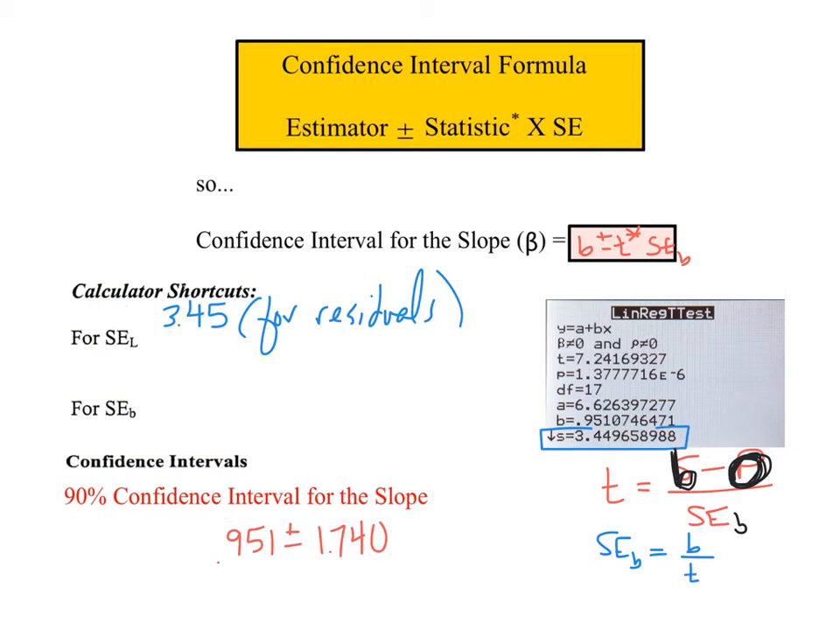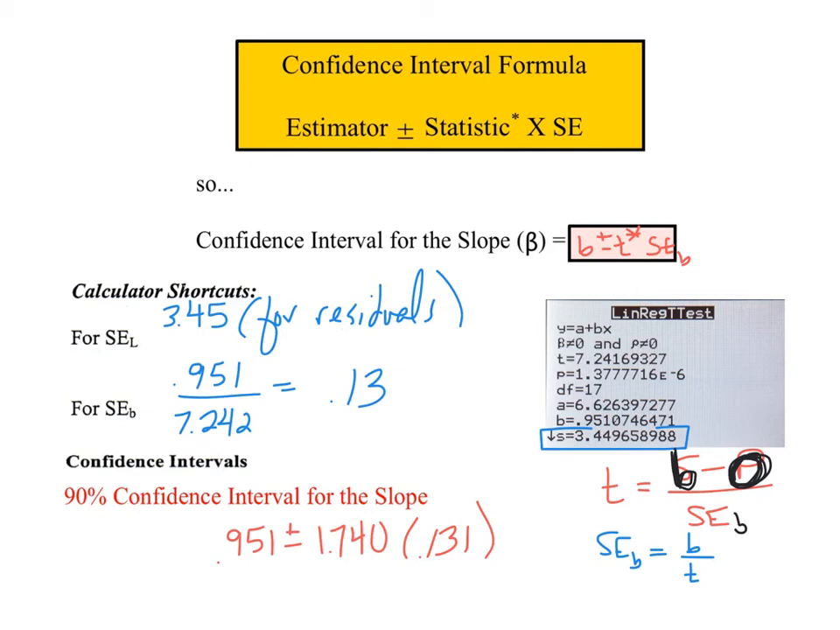So I could do 0.951 divided by 7.24. I guess I could go one more decimal to be consistent. And if I do that, that will be my standard error for my slope, just using the data I already have. So 0.131.